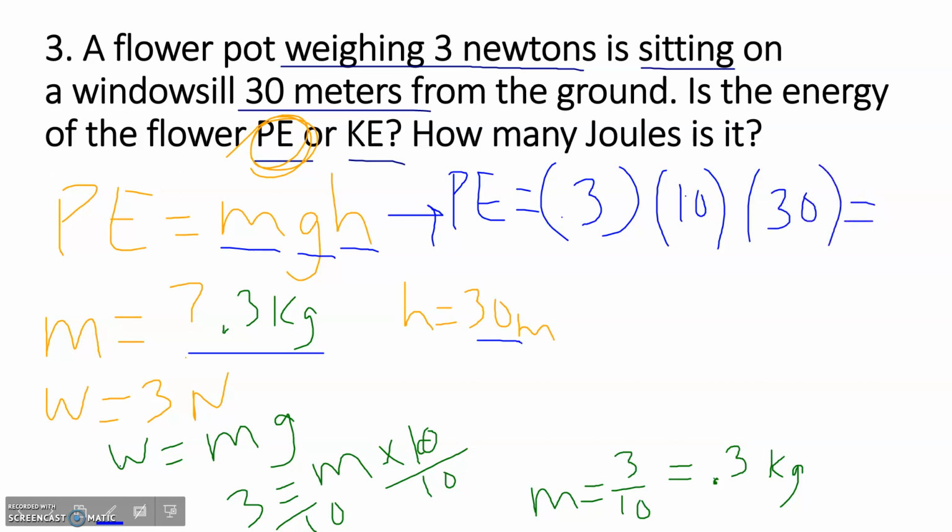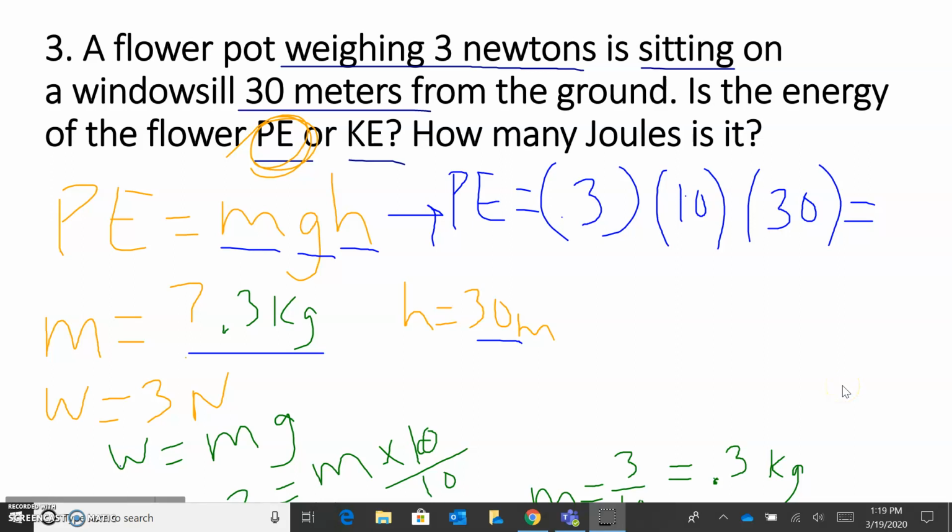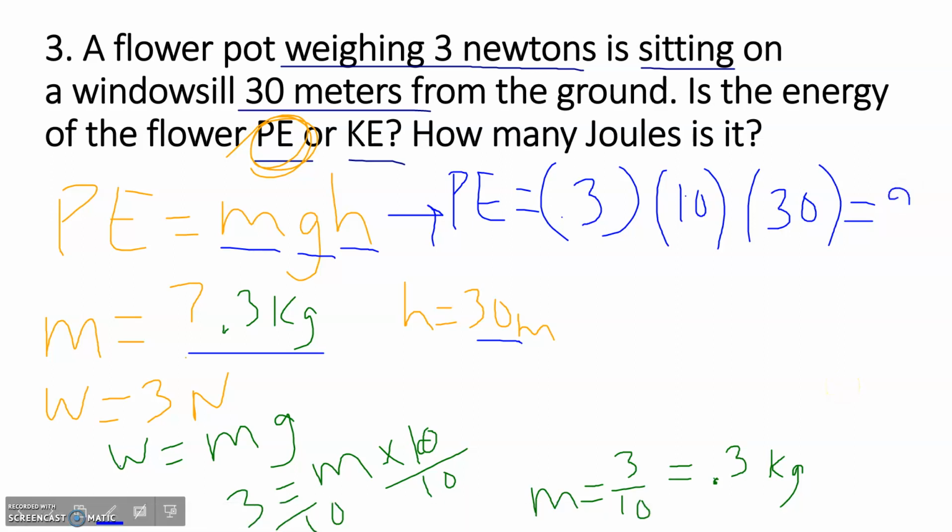All right, so now we just need to solve. If you use your calculator, 0.3 times 10 times 30 is 90, and we were measuring potential energy, so it is 90 joules.